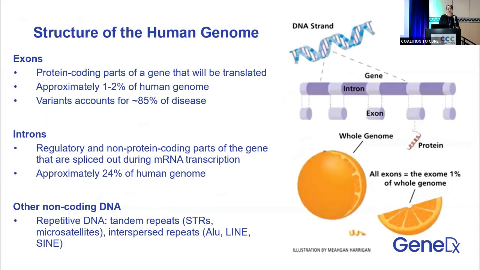So to further break down a gene, this picture up here shows that genes are composed of an exon and an intron. Exons are the protein coding parts of the gene. And they make up only 1 to 2% of the human genome, surprisingly, but they account for 85% of disease. The introns are the non-coding part of the gene, and they make up about 24%.